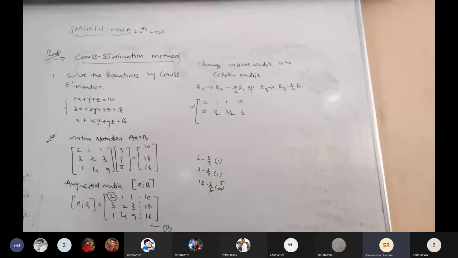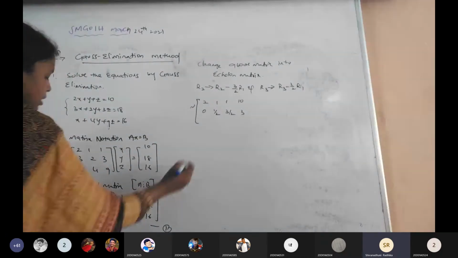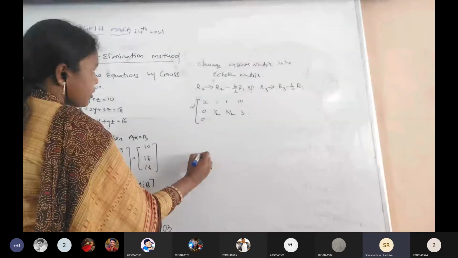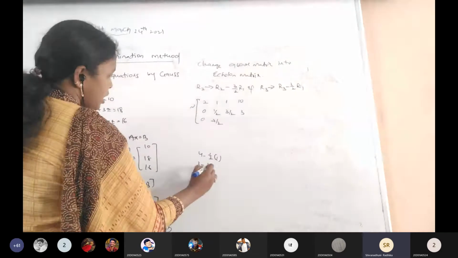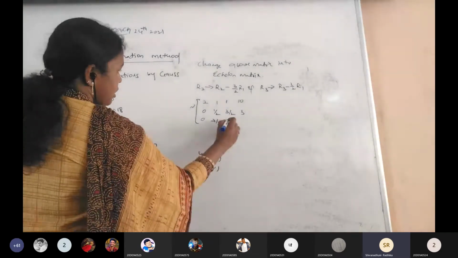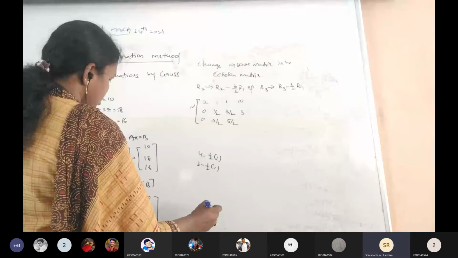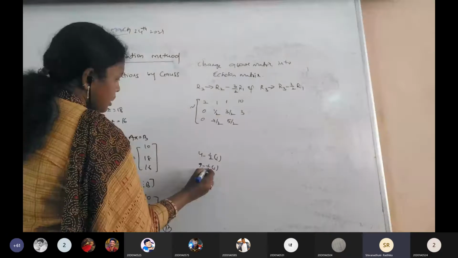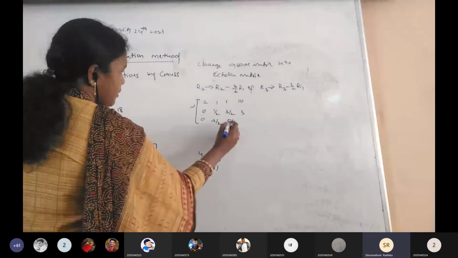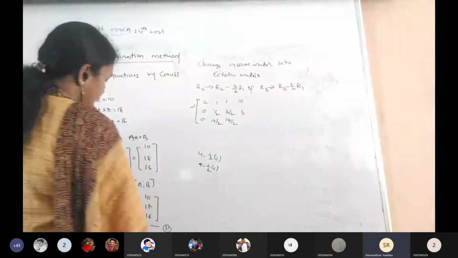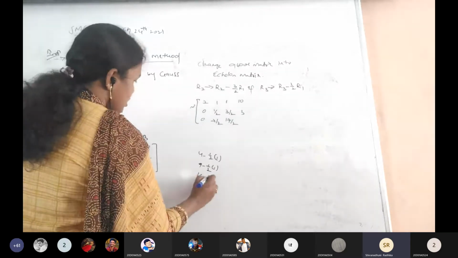Then go for R3. What is R3 here? R3 minus 1 by 2 R1. So this one is a 0. 4 minus 1 by 2 into the corresponding 1, so 8 minus 1, 7 by 2. Is it clear? Next, 9 minus 1 by 2 into 1, so 18 minus 1, 17 by 2. Right. Then go for the 16. 16 minus 1 by 2 into 10.